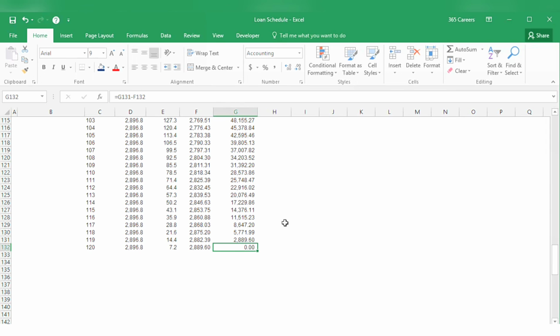This is how we can calculate an entire loan schedule, an exercise that allows us to plan better and understand exactly how much and for what we are paying.